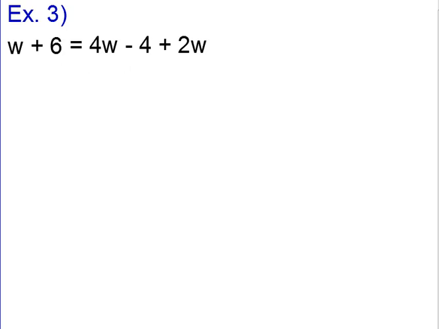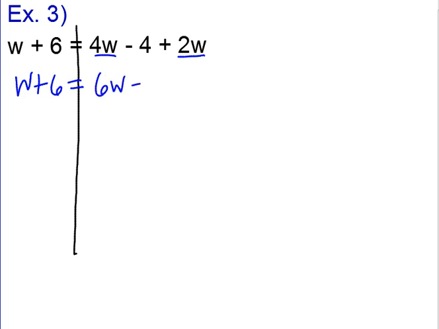So let's take a look at this problem. We have w plus 6 equals 4w minus 4 plus 2w. So here we have two terms on the left side, but we have three terms on the right. That means that a couple of those terms have to go together. So let's keep the left side as it stands right now. And since there are three terms over here, we see that 4w and 2w do combine and go together. So 4w plus 2w is 6w.